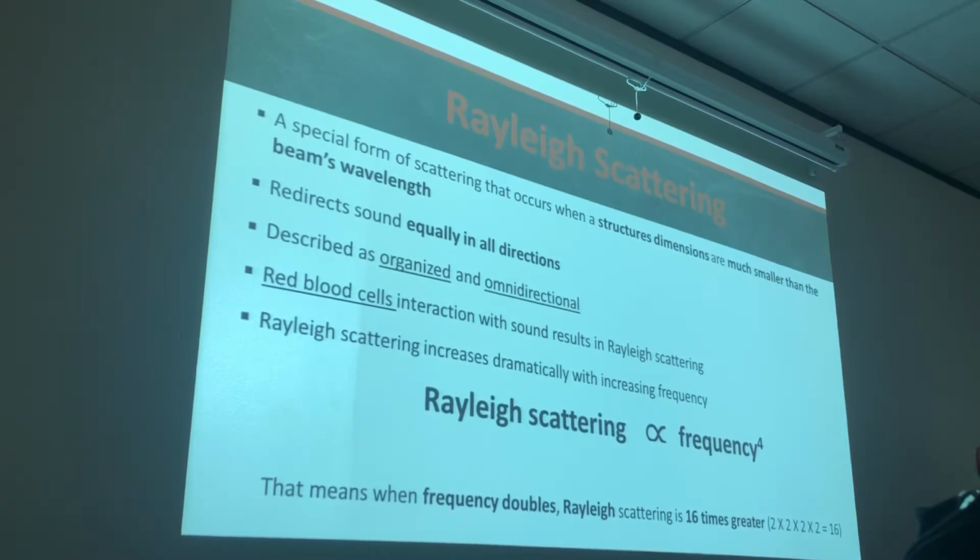Let's talk about Rayleigh scattering. Rayleigh scattering is a special form of scattering that occurs when the structure dimensions are much smaller than the beam's wavelength. Okay? It redirects sound equally in all directions. Y'all have this, right?